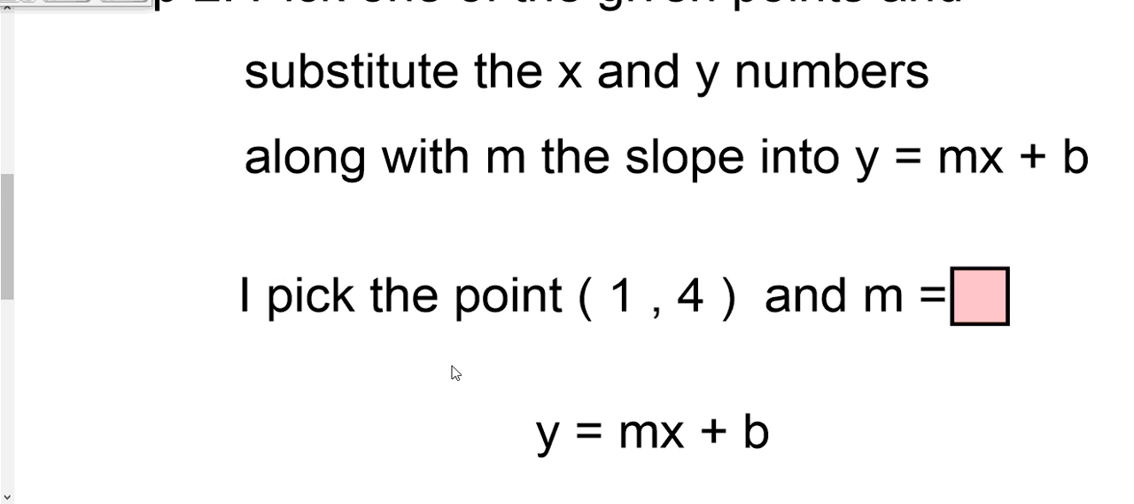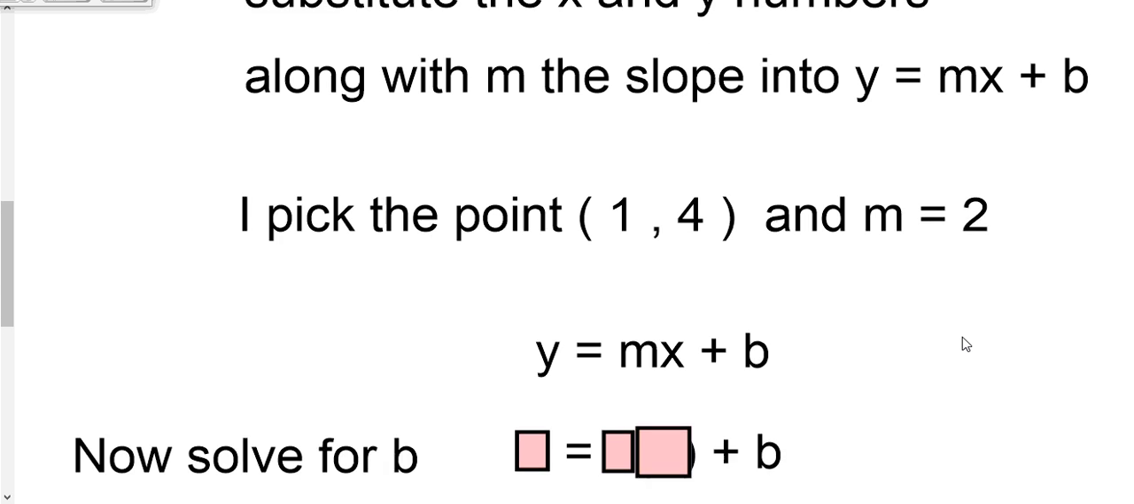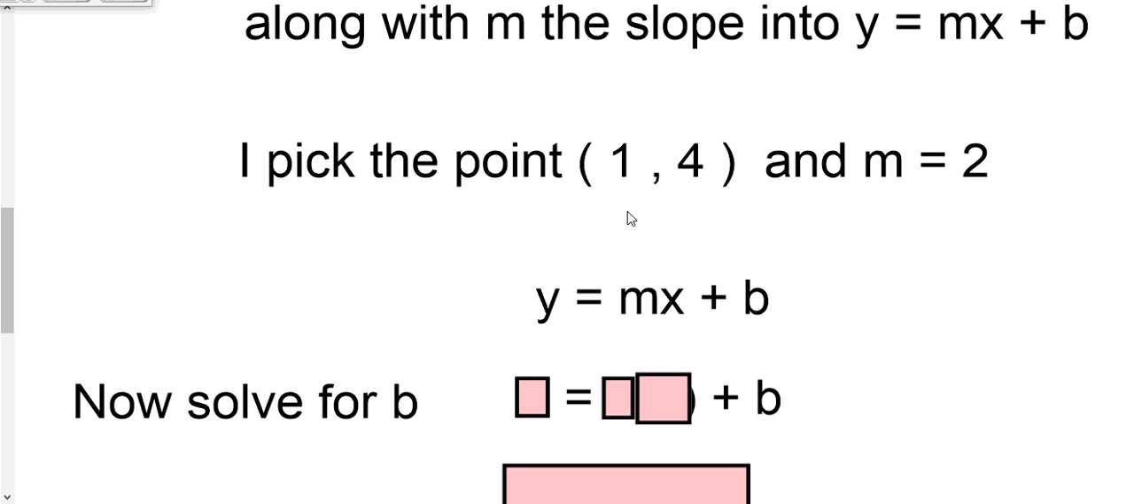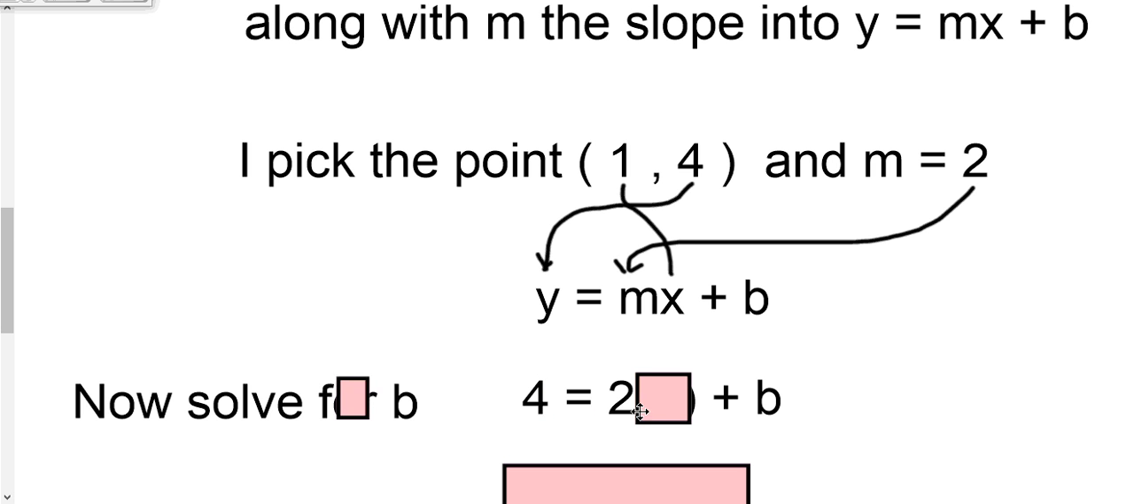So I picked the point (1, 4), and again, we figured out the slope just a minute ago. The slope was 2. So we're going to substitute those into the formula. Of course, the 1 is the x number. It's going to go in place of x here. The 4 is the y number. It goes in place of y. And our slope goes in place of m. So everything has a number except b, what we're solving for, the y-intercept. So the equation looks like this now.